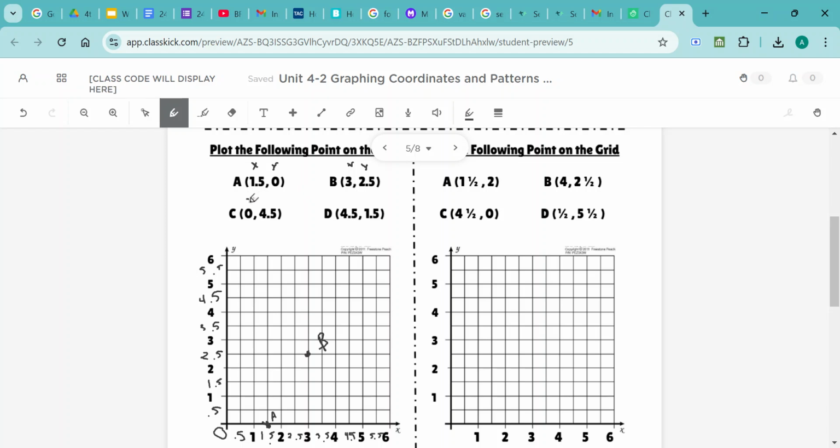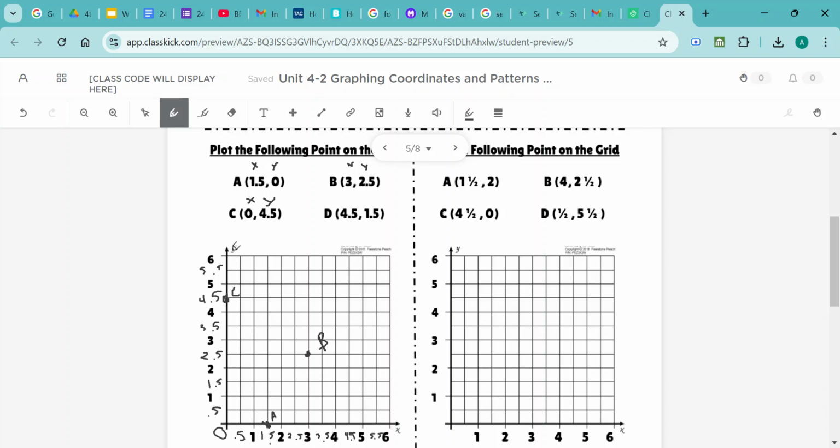All right, let's plot point C, 0, 4.5. So 0 is my X, and then 4.5 is my Y. Okay, so I'm going to start at the origin, 0. Now I'm going to move to the right 0. Oh, well, I'm just going to stay there. Then I'm going to go up 4.5. Cool. This is point C.